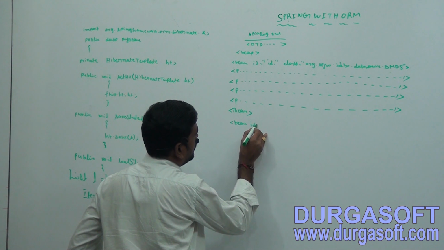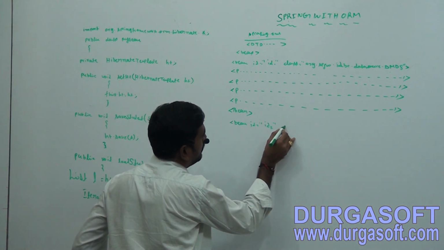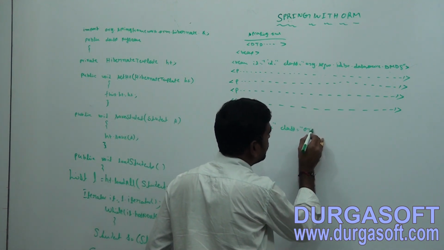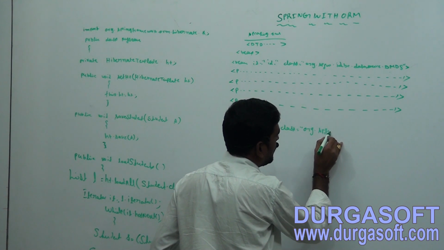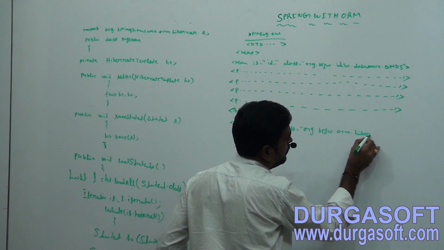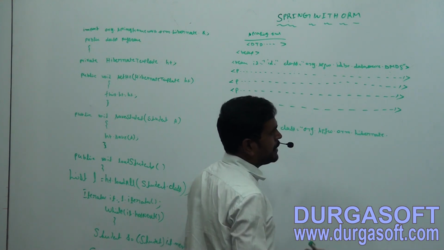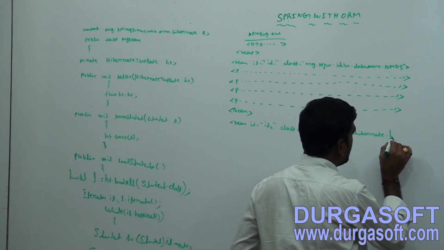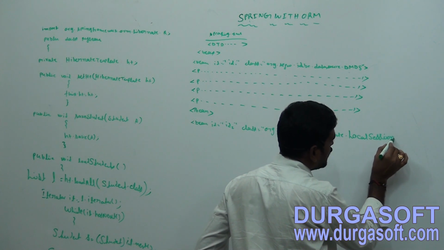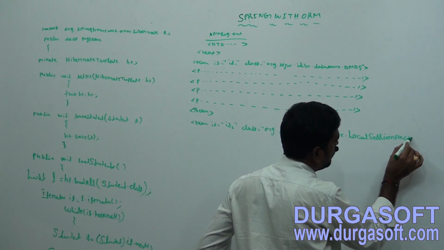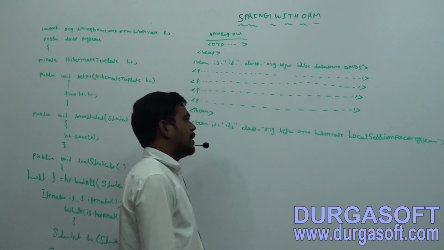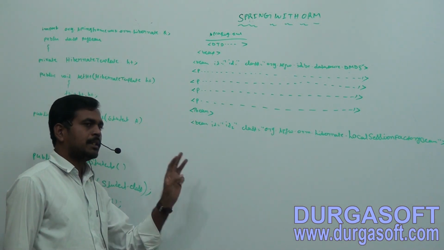Bean id is equal to id2, class is equal to org.springframework.orm.hibernate.LocalSessionFactoryBean. Local session factory bean. Now inside this class we have to pass three things.